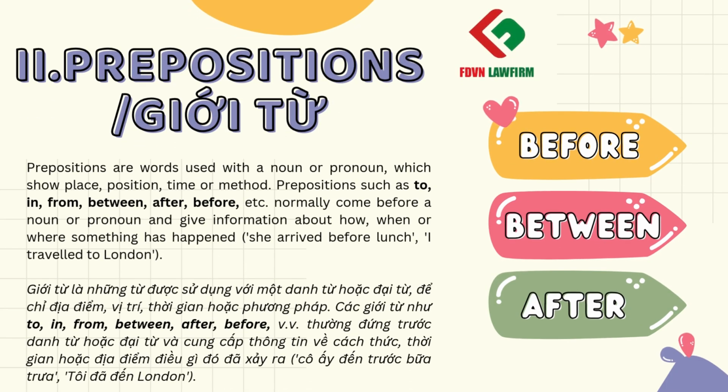Second lesson is about prepositions. Prepositions are words used with a noun or pronoun, which show place, position, time or method. Prepositions such as to, in, from, between, after, before, etc. normally come before a noun or pronoun and give information about how, when, or where something has happened. For example, she arrived before lunch, I traveled to London.